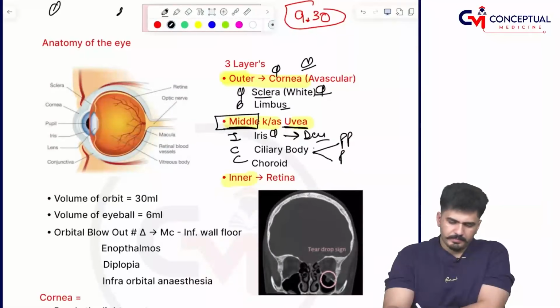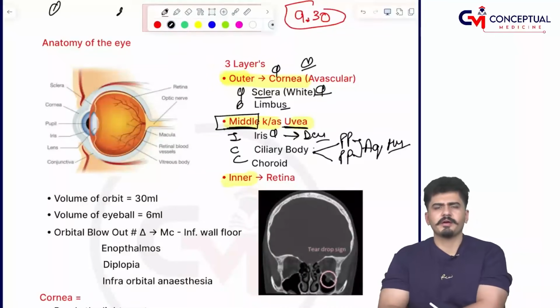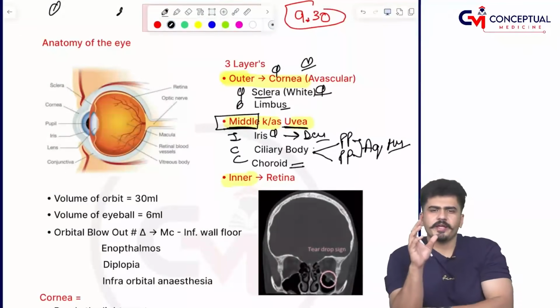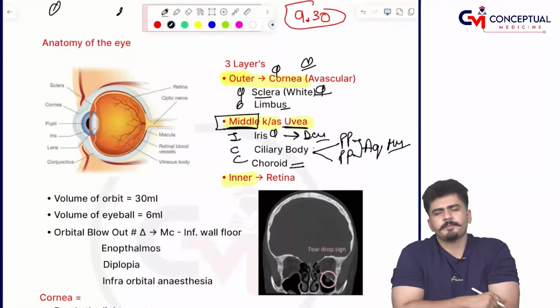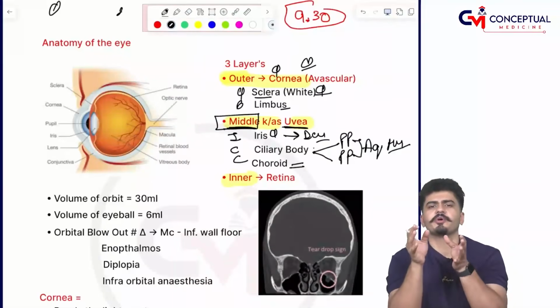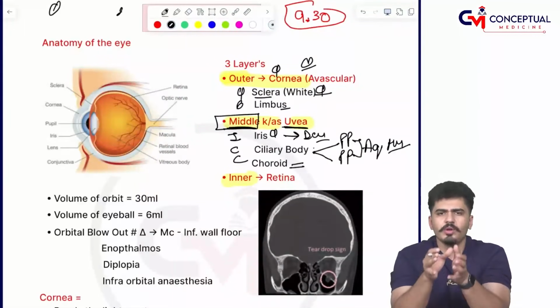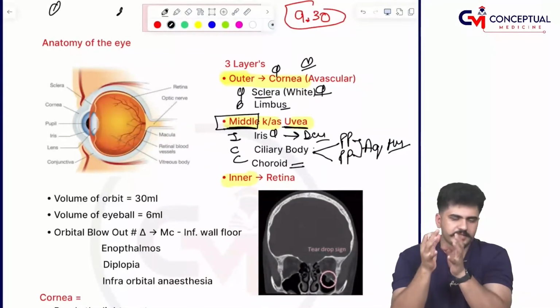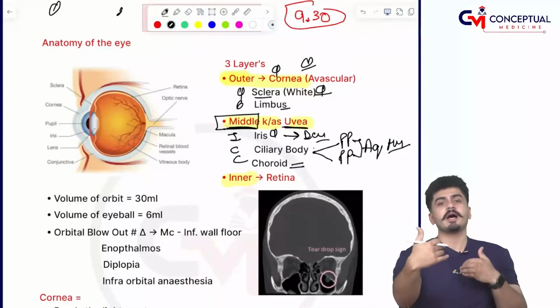pars plicata and pars plana. They are responsible for the secretion of aqueous humor. We are having two types of fluids in the eye. One is aqueous humor. The choroid is the most vascular structure in the eye. So because of the most vascular structure in the eye, the choroid is responsible for the thermoregulation of the eye. So these are some basic things you should know before starting the eye part.